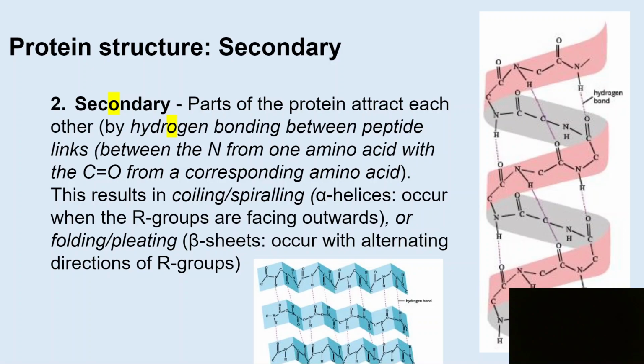One is helical, referred to as alpha helices. The other is this bending, which we call folding or pleating, and that's referred to as beta sheets. And this works when the R groups are in alternating directions. So they're not all facing up, but alternating, causing that folding to occur. The helices occur when the R groups are all facing outwards.